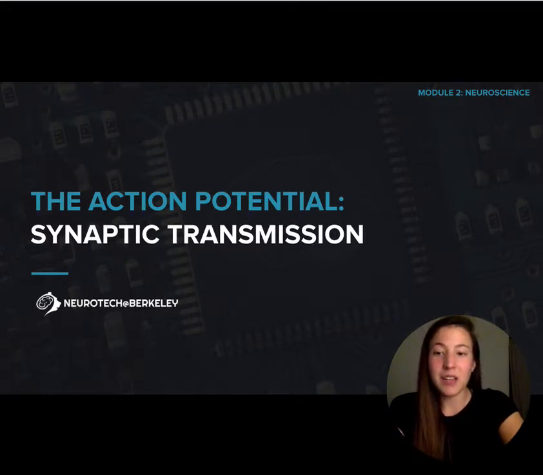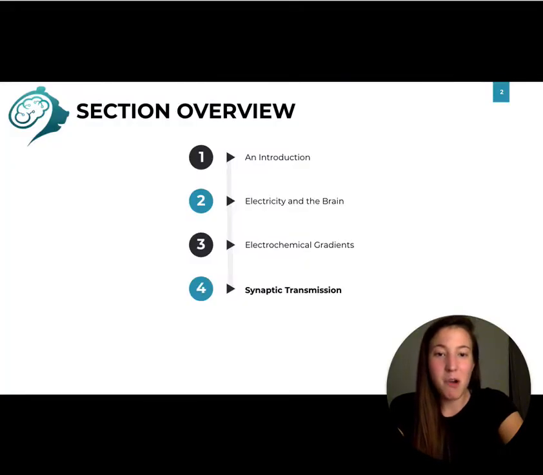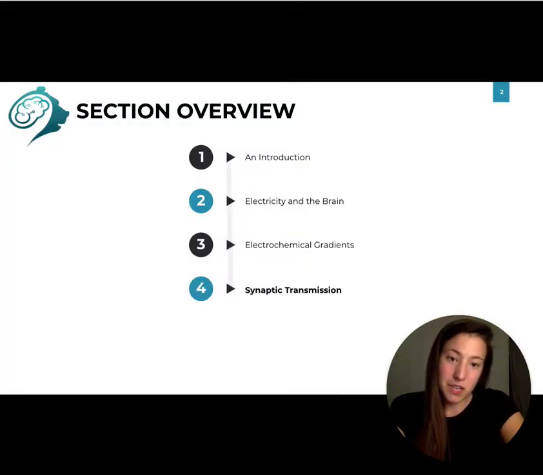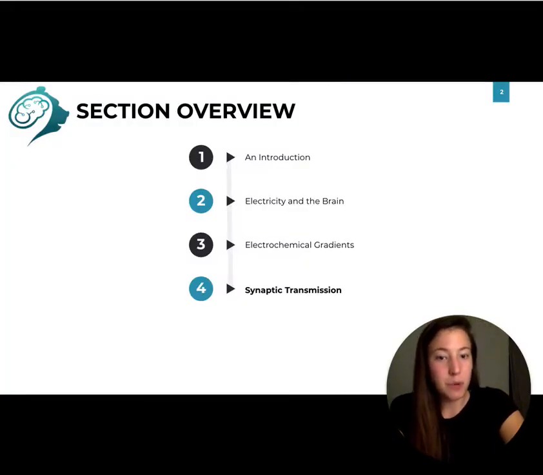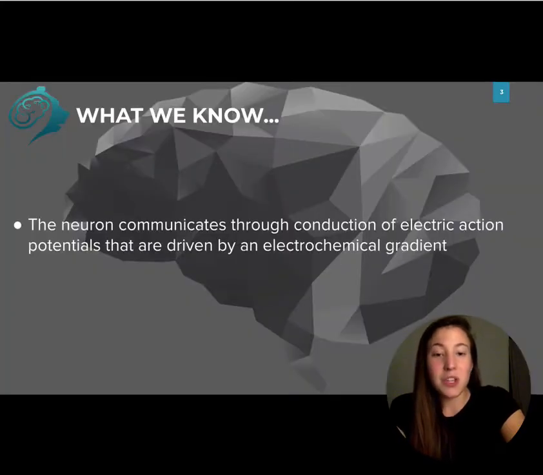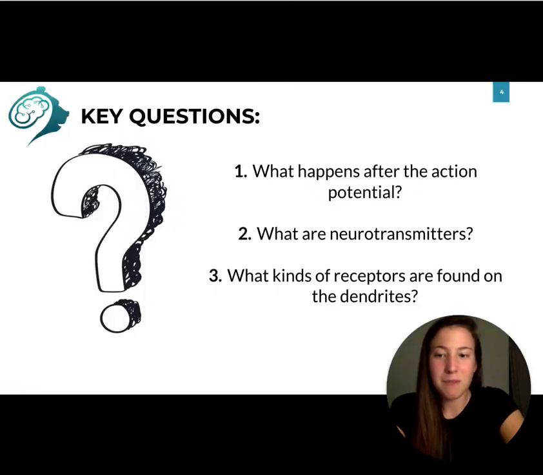Which is exciting because we've spent a lot of time on introducing the action potential, talking about electricity in the brain, talking about electrochemical gradients, and finally we get to put everything together in synaptic transmission. So we know that the neuron communicates through conduction of electric action potentials that are driven by the electrochemical gradient. So it's differing concentrations of ions all around the axon that move, and they cause this electrical impulse.